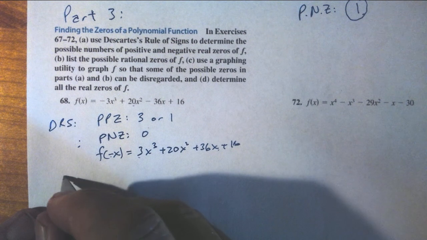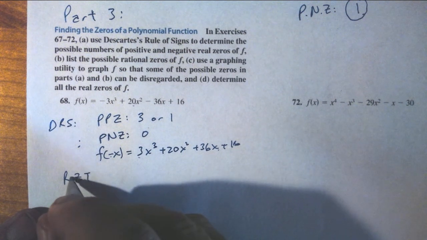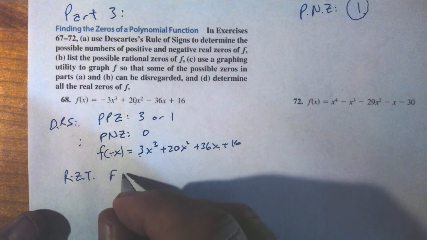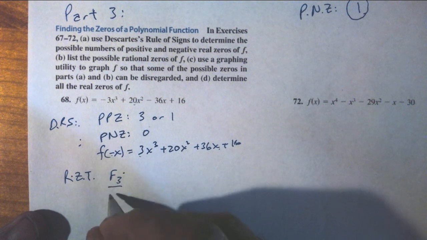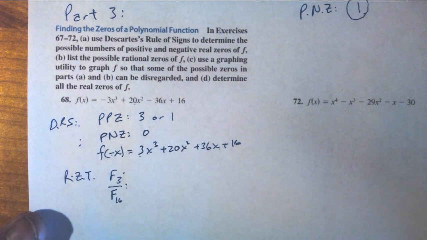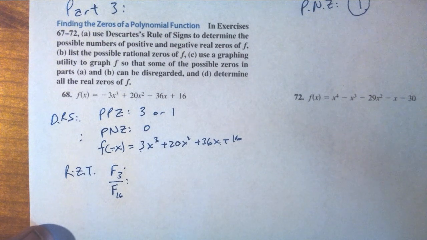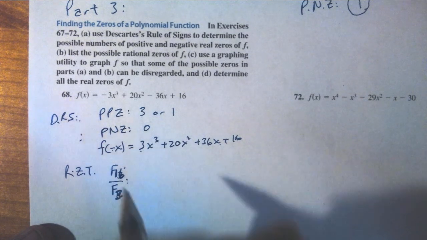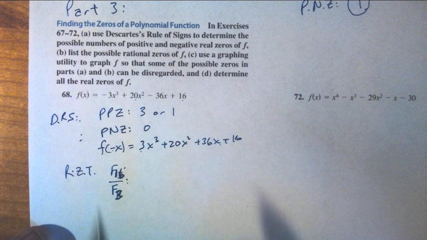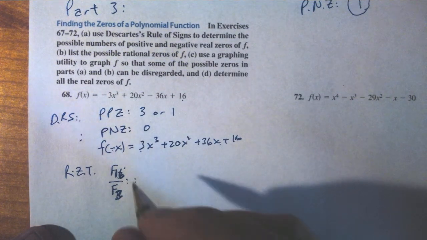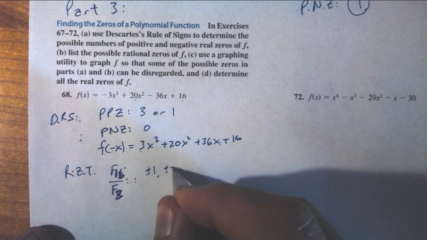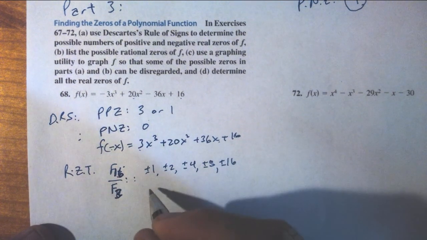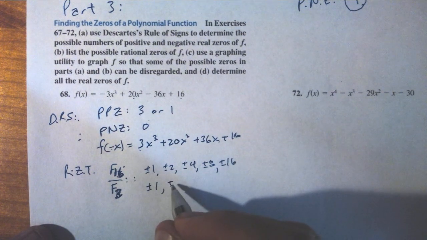the rational zero test says that if we have a rational zero, it must be a factor of 3 over a factor of 16. So let's take it. Actually, that is incorrect. It's a factor of 16, over a factor of 3. That's the rational zero test. We put these over that. So my factors of 16 include plus or minus 1, plus or minus 2, plus or minus 4, plus or minus 8, plus or minus 16. Yikes. 3's plus or minus 1, plus or minus 3.